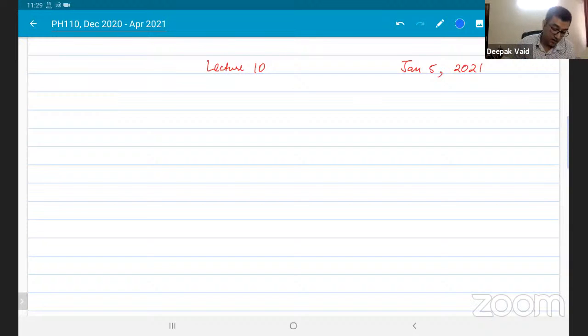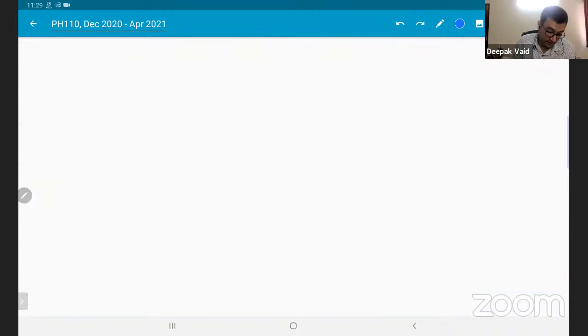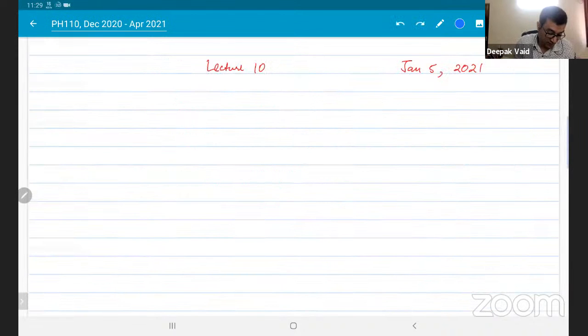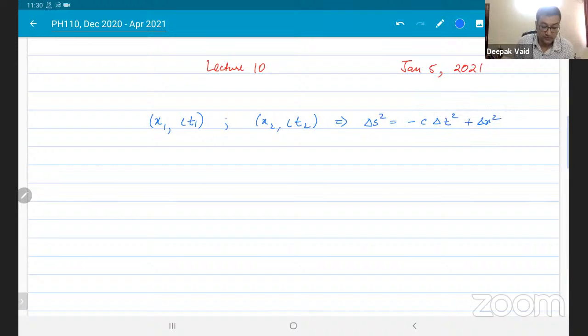Okay. All right. So let us look at this delta S squared once again. So we have two events in space-time. One event has these coordinates and other has these coordinates. And we calculate the space-time interval, which is c delta t squared plus delta.